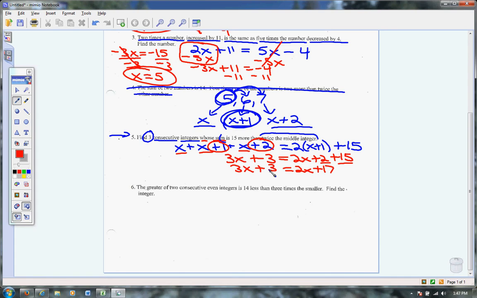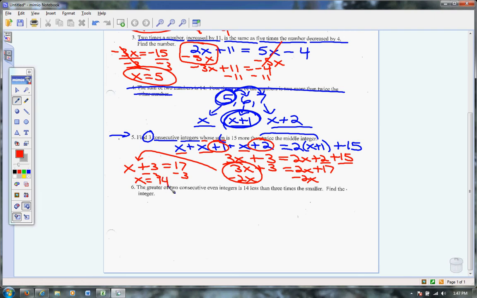And from there it should be pretty straightforward. I would subtract 2x. 3x minus 2x is x. And I have x plus 3 equals 17 now. Subtract 3. And my answer is 14.